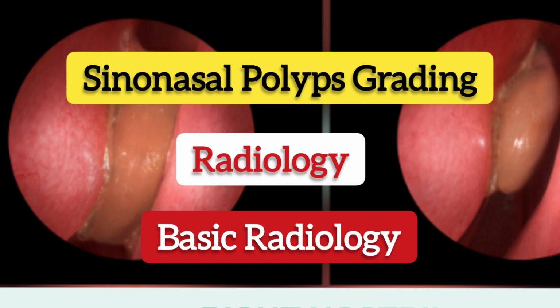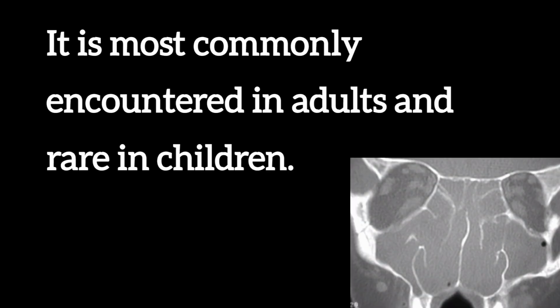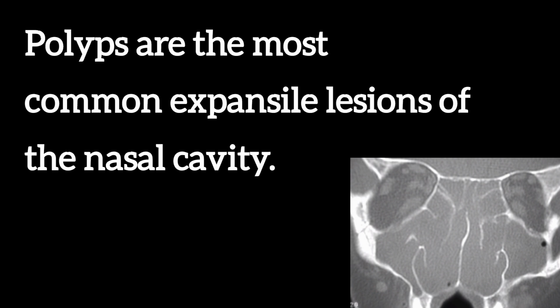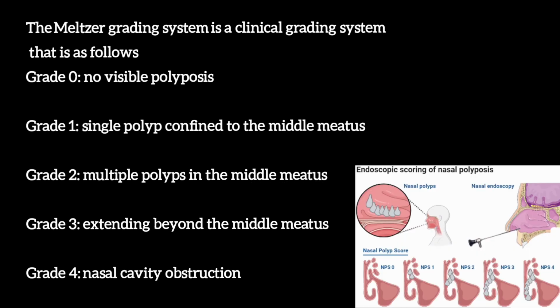Sinonasal polyposis refers to the presence of multiple benign polyps in the nasal cavity and paranasal sinuses. It is most commonly encountered in adults and rare in children. Polyps are the most common expansile lesions of the nasal cavity. Polyps are formed by the influx of fluid into the lamina propria of the sinonasal schneiderian mucosa.